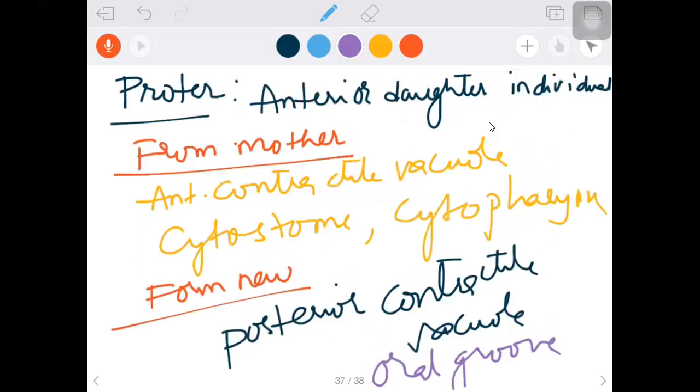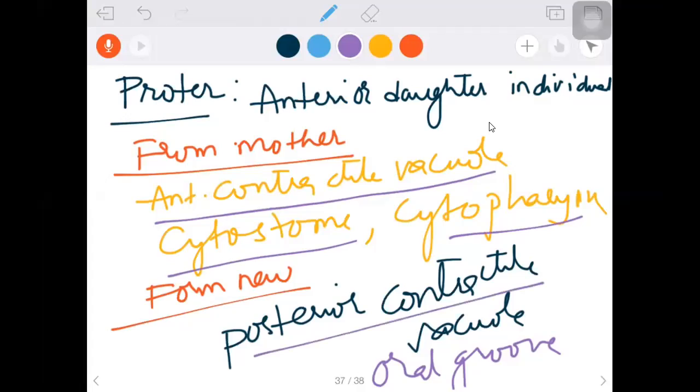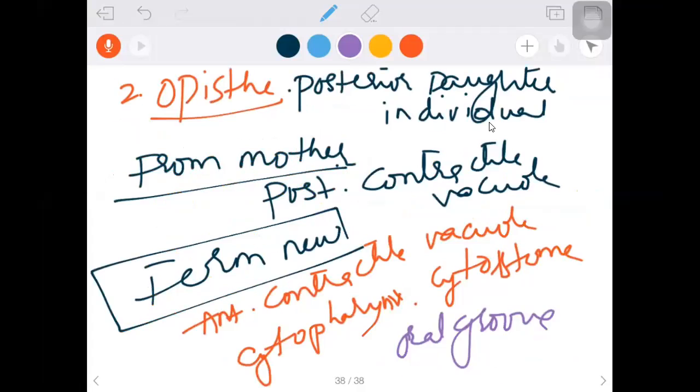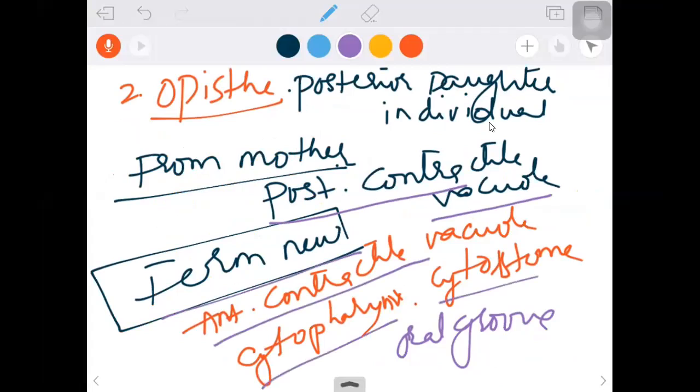Then we need to distribute the organelles between the proter and opiste. The anterior daughter individual, proter, collects from the mother the anterior contractile vacuole, cytostome and cytopharynx. What does it form new? The posterior contractile vacuole and oral groove are formed new. Next, opiste, the posterior daughter individual. From the mother, it obtains the posterior contractile vacuole. What does it form new? The anterior contractile vacuole, cytopharynx, and cytostome.